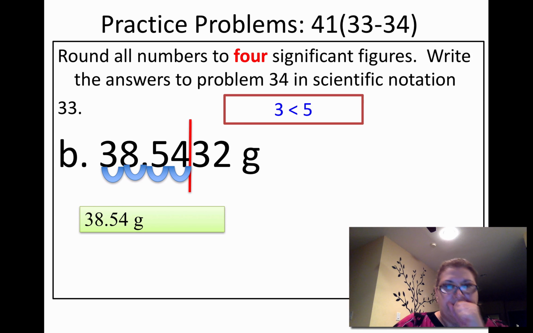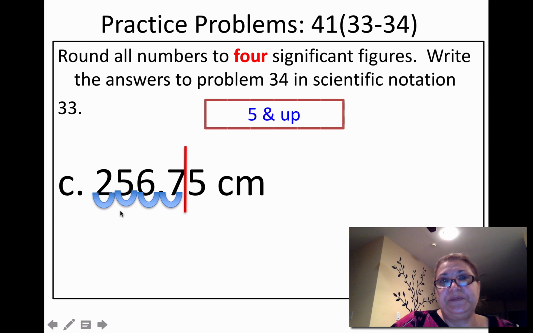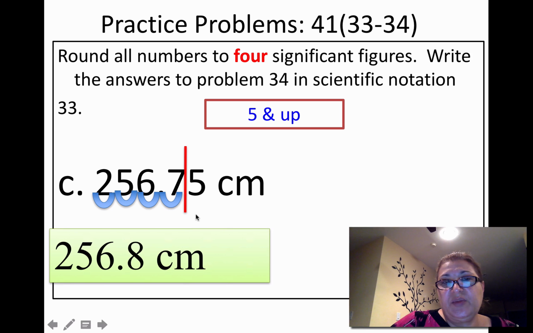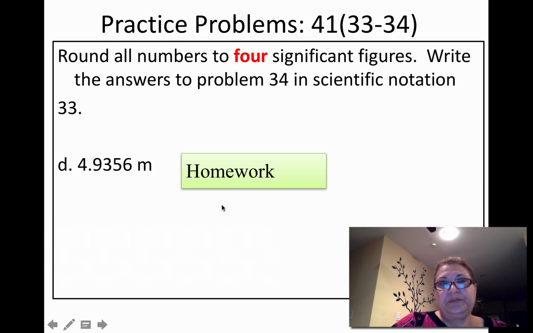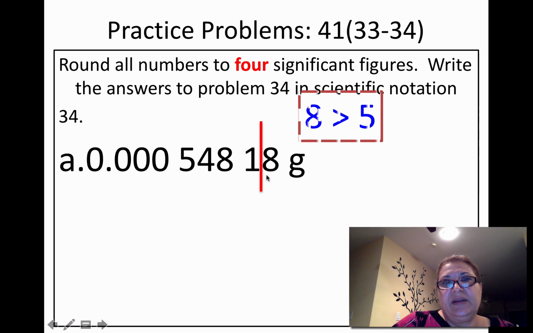And in this one, you count 1, 2, 3, 4, draw a line. 5 and up, you round up. So it's 256.8 centimeters is the answer. D is homework. And 34, now these zeros don't count, so 1, 2, 3, 4. 8 is greater than 5, so we round up.